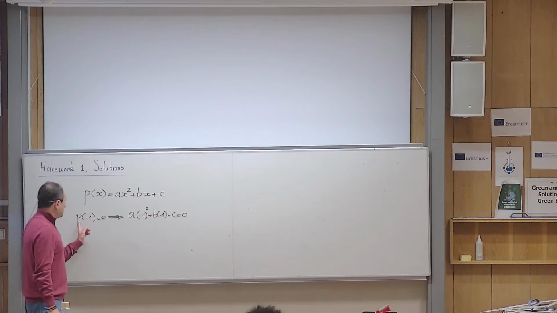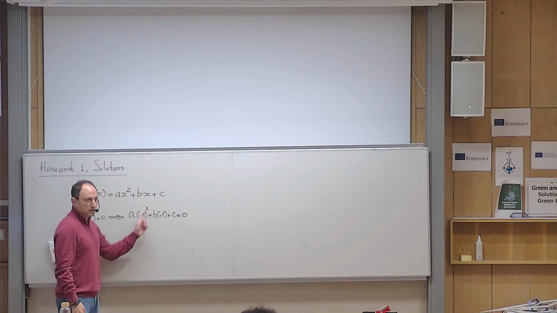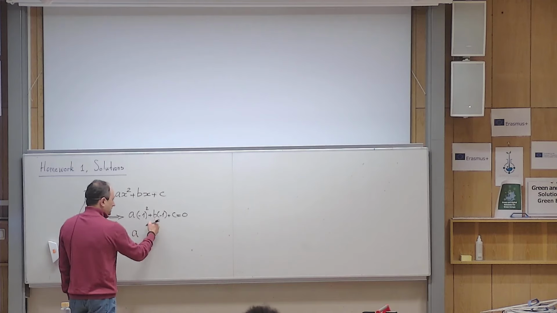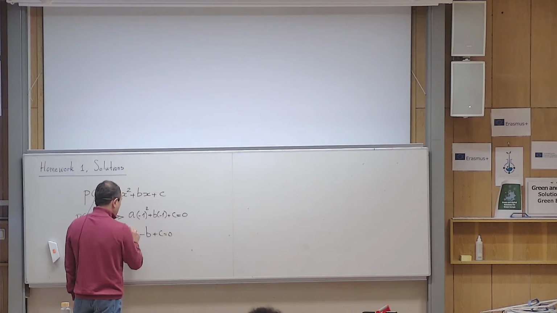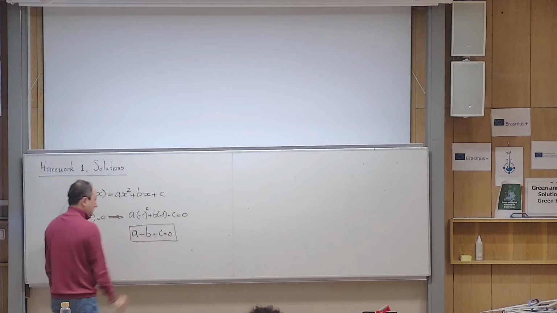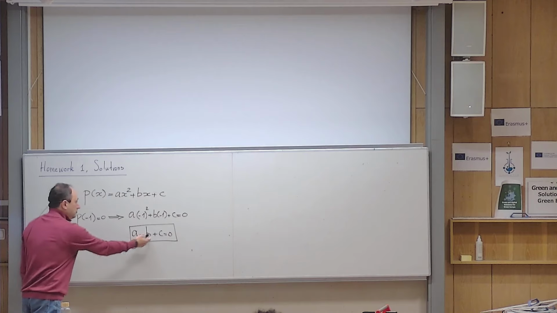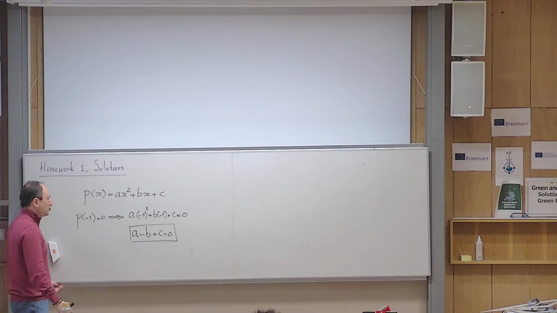I do a little bit of simple things. So p of minus 1 is 0, I get this one. But of course I simplify that. No one writes minus 1 squared, because minus 1 squared is just 1. 1 times a is a. b times minus 1 is simply minus b, and then c is equal to 0. This is one thing that I want. But I know that this is not enough yet, because I have 3 missing pieces. This is just one equation.